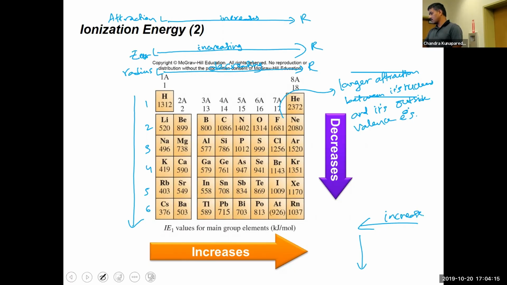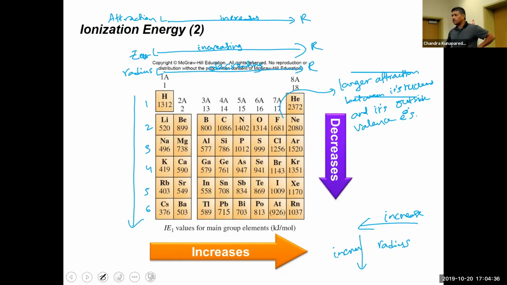Increases, increases for radius. So, correlate that atomic radius with the ionization energy, and you are going to have a much easier time answering this question instead of directly thinking about and trying to remember this data.